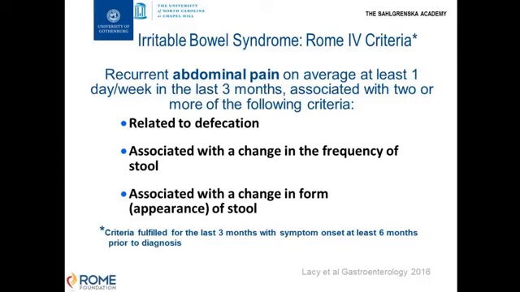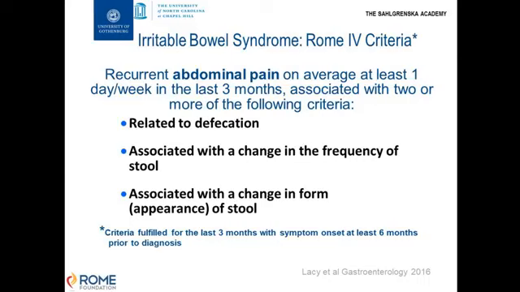And here you have the diagnostic criteria for IBS from the latest edition of the diagnostic criteria called the Rome 4 criteria. So if you have IBS, you should have recurrent abdominal pain on average at least 1 day per week in the last 3 months, associated with 2 or more of the following criteria. It should be related to defecation and/or associated with change in the frequency of stool and/or associated with change in the form or appearance of stool.